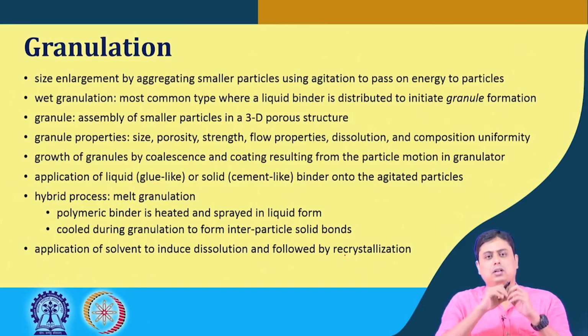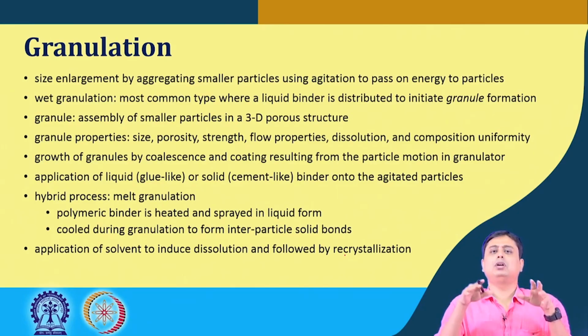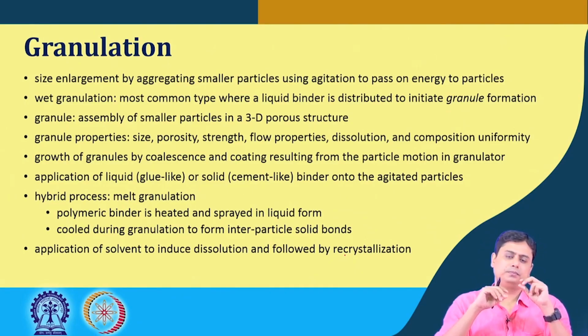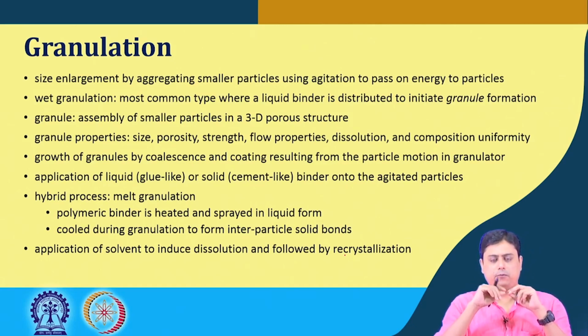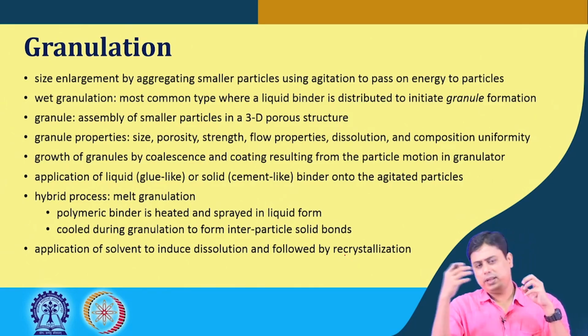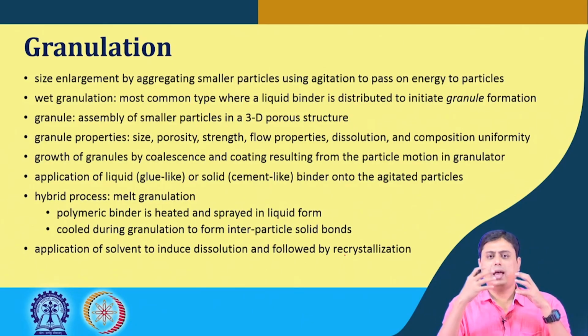Now after distributing or spilling the liquid binder on top of the solid surfaces, the granulation starts. Say one granule has formed, one cluster of particles has formed. How it grows from a certain stage to its final stage involves coalescence or coating resulting from the particle movement in the granulator. As that granule moves due to the movement of the granulator, it sticks with other fine particles, the individual or primary particles. It can be coated with those particles, it can coalesce with other granules, and its size enlargement continues.